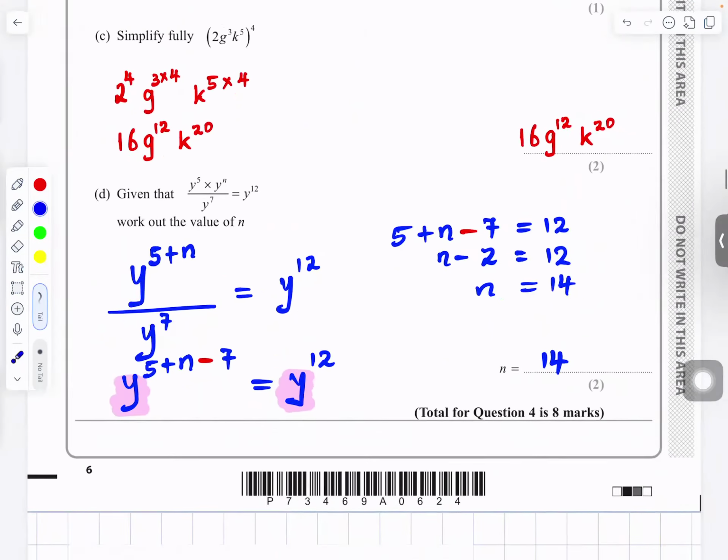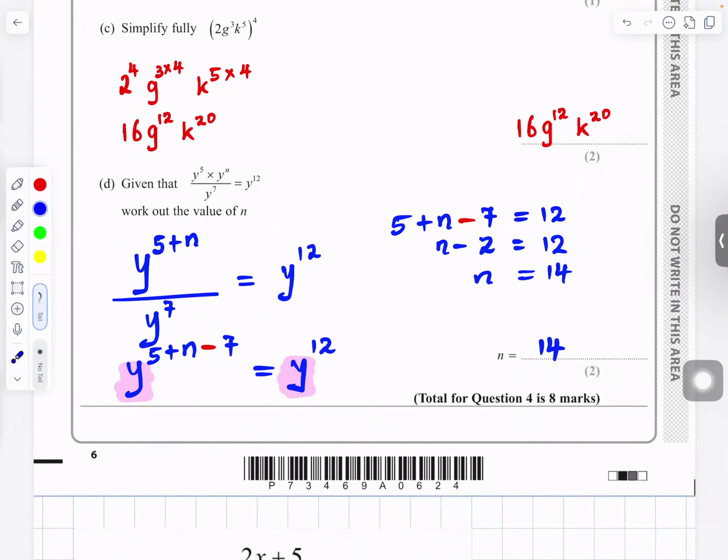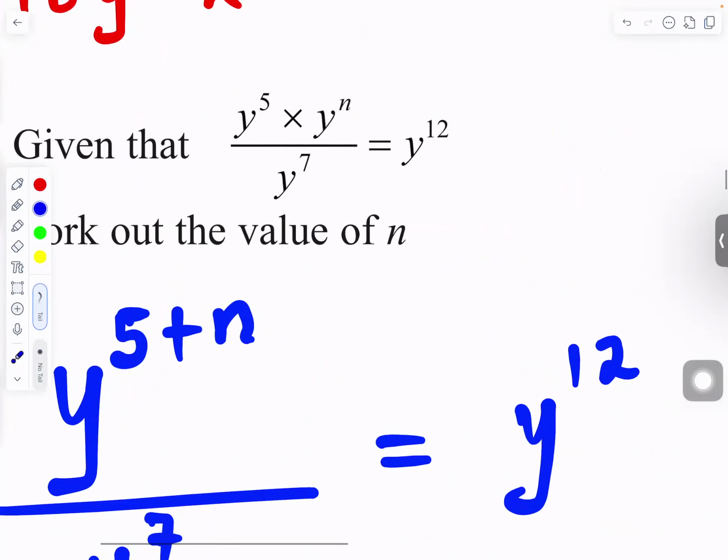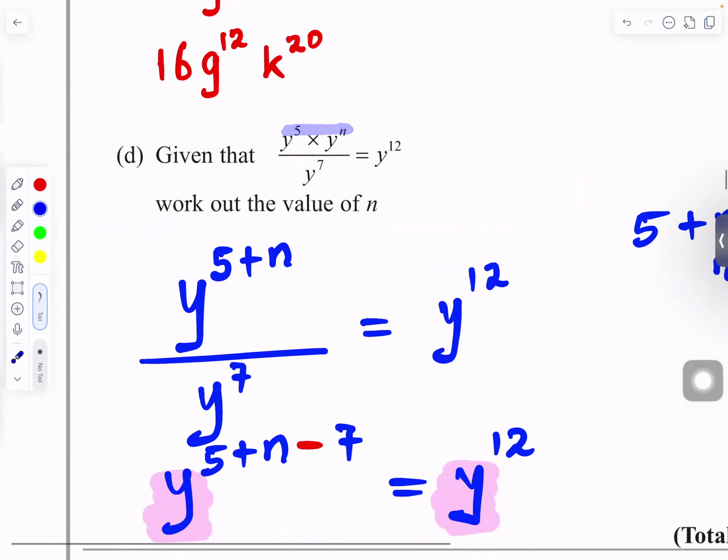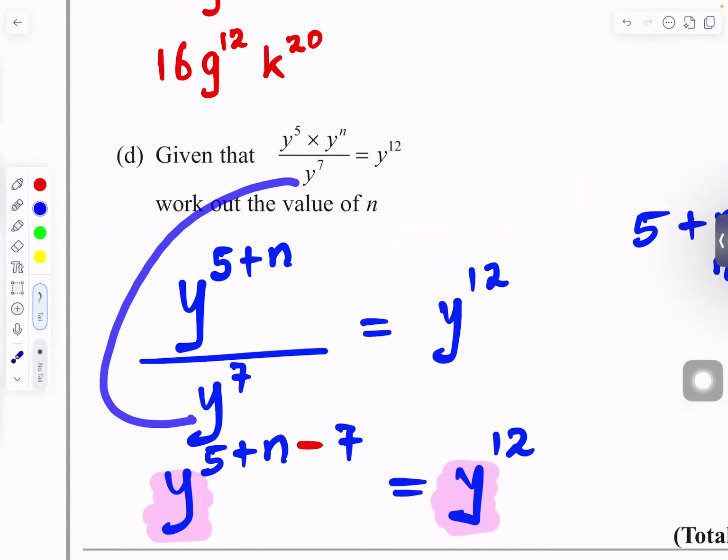Part D. We have, I'll zoom in, y to the power 5 times y to the n over y to 7. Let's do the top first. When you multiply, what do you do? You add them. So 5 plus n will be the top now. The top part will become y to the 5 plus n, divided by y to the 7, is equal to y to the 12.